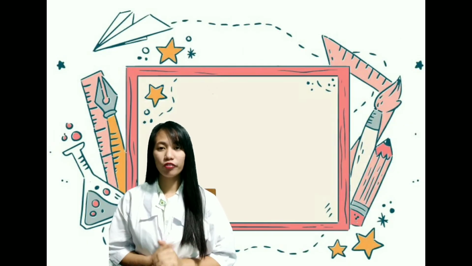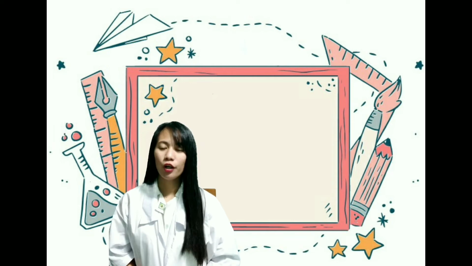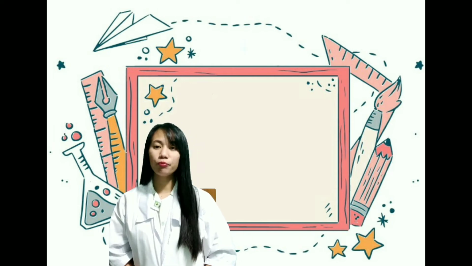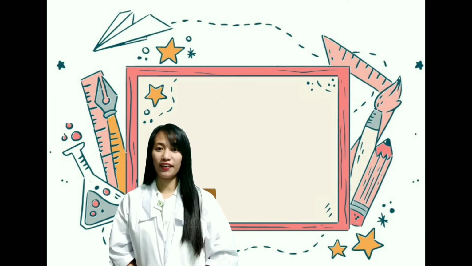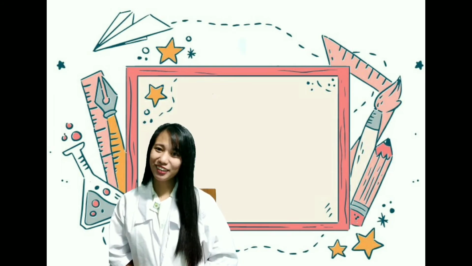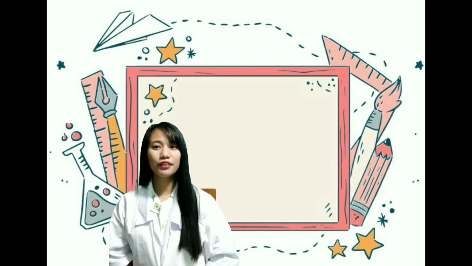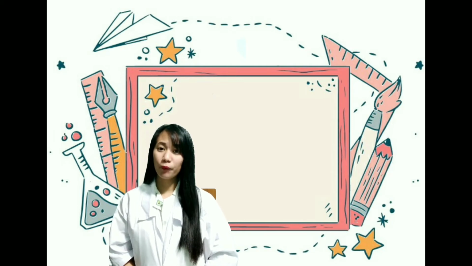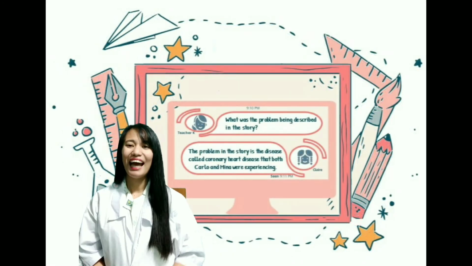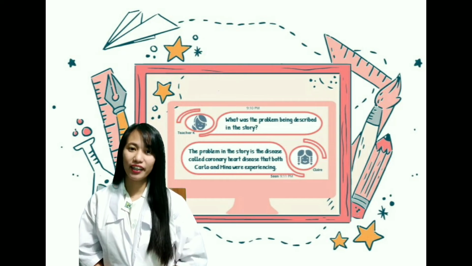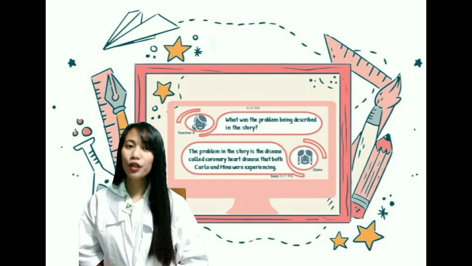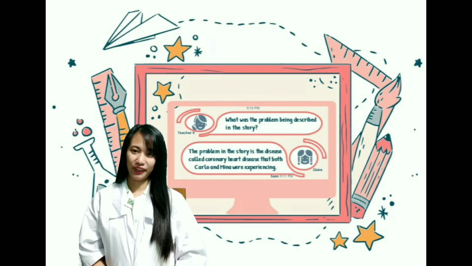Class, I hope that you've learned a lot from the story. So for the question and answer portion, I have here 3 sets of questions. Okay? Are you ready? First question, what was the problem being described in the story? Yes, Claire, you are right. The problem in the story is the disease called coronary heart disease that both Carlo and Mina were experiencing.